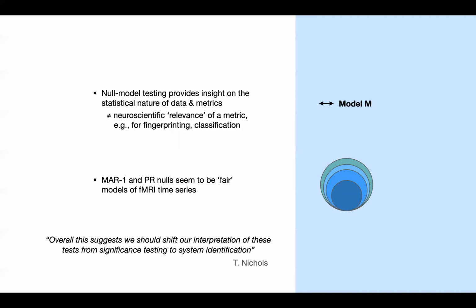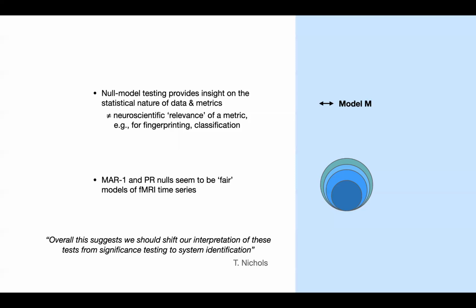I had the opportunity to present this work to his group, and he summarized these findings like this. He said, overall, this suggests we should shift our interpretation of these tests from significance testing to system identification. This is from memory, so I hope I'm faithful to what he was thinking, but I think that's what he meant. And I think that's a very nice way of seeing it. I didn't frame it myself in that way, but it can be useful to reframe what I mean here.